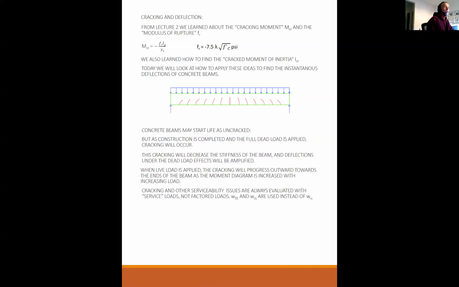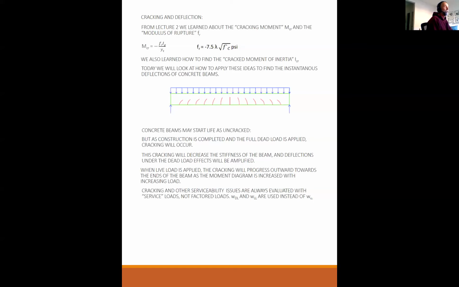Cracking and other serviceability issues are always evaluated with service loads, not factored loads. So in this section, this topic of cracking and deflections are serviceability issues. We've already determined what the strength of the beam is following everything we've done so far. So we're satisfied that the beam is strong enough, but when you evaluate it, is it going to have good serviceability? Or is it going to crack too much? Are the cracks going to be too wide and be concerning?